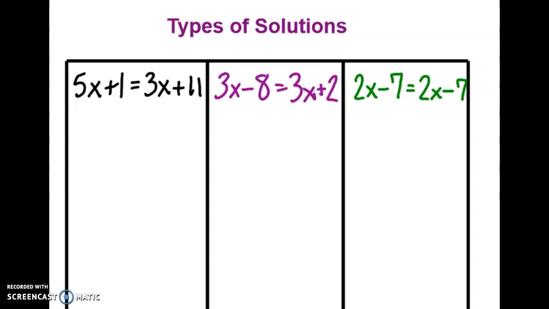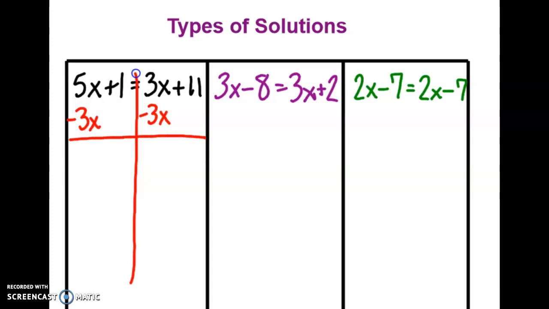So looking at the first one, 5x plus 1 equals 3x plus 11. I draw my line down the middle, and I'm going to solve it. First things first, we take care of adding and subtracting. Since I have x's on both sides, I'm going to subtract one of them. I chose 3x. So 5x minus 3x gives us 2x. Bring down the plus 1 and the equal sign. 3x minus 3x is 0, so all that is left on the right side is 11.